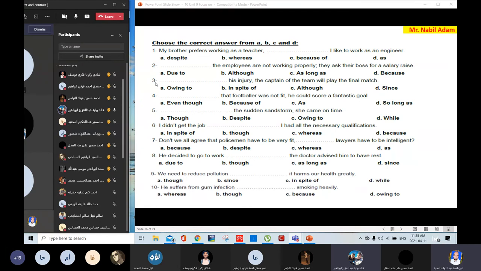Owing to. No. In spite of. In spite of his injury.